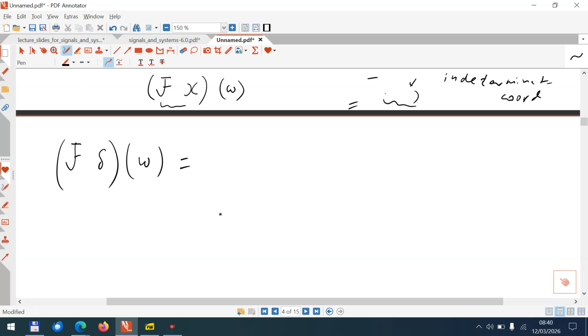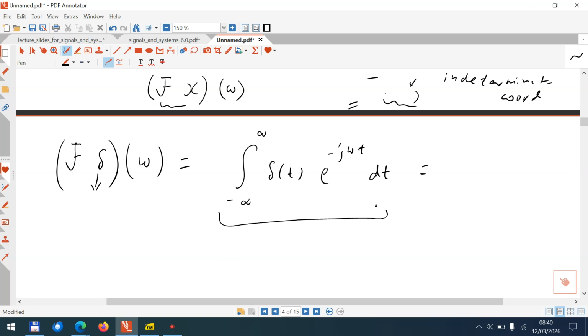We want to evaluate this at omega. So how do we do it? We start from minus infinity to plus infinity. The function is delta, so we write delta of t, and then exponential minus j omega t, and then dt. Which property of delta do we need to solve this integral? Can you recall the name?